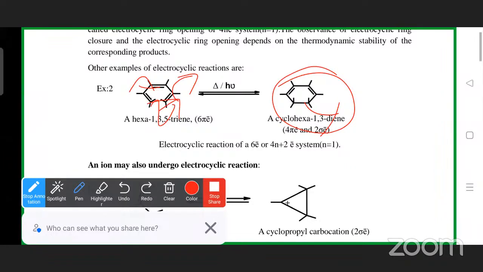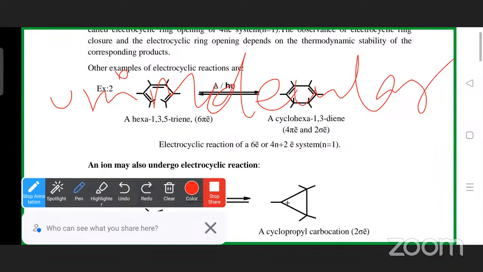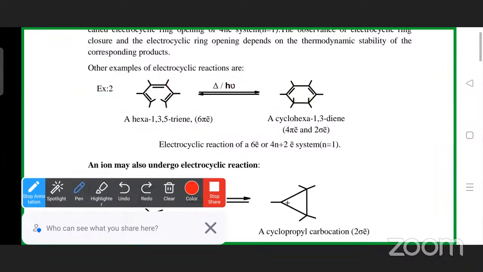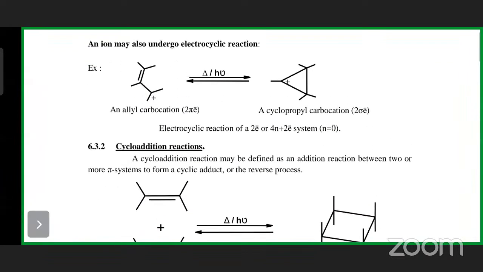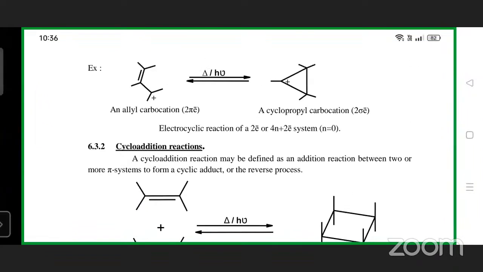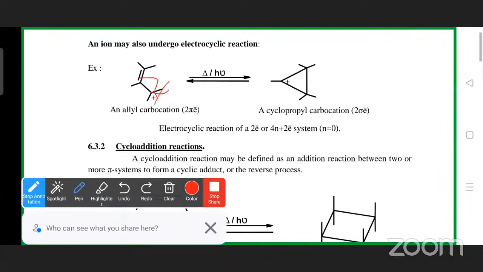So these electrocyclization reactions are unimolecular, because only one molecule is participating in the reaction, and they proceed through the formation of a transition state. No intermediate is formed in this reaction. Here also, this pi bond is conjugated with the carbocation positive charge, this pi bond shifts here, and we get this cyclopropyl carbocation.